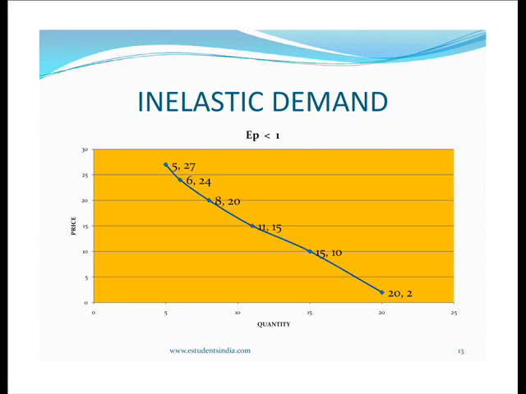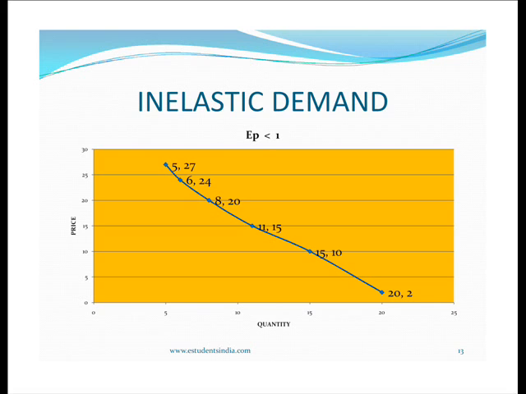Inelastic demand, EP is less than 1. Quantity along the x-axis, price along the y-axis. When the price is 2, the quantity demanded is 20. When the price is 27, the quantity demanded is 5 units. Total expenditure is equal to 27 into 5, that is rupees 135. When the price is rupees 24, the quantity demanded is 6 units. The total expenditure on it is rupees 144, 24 into 6.